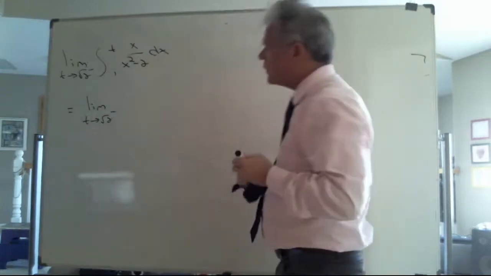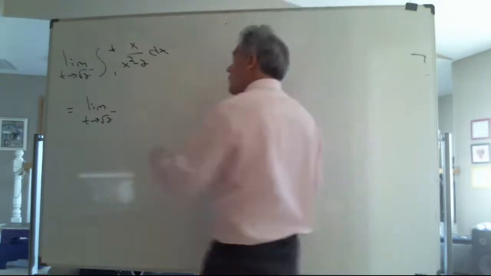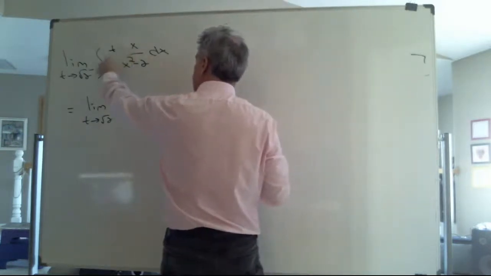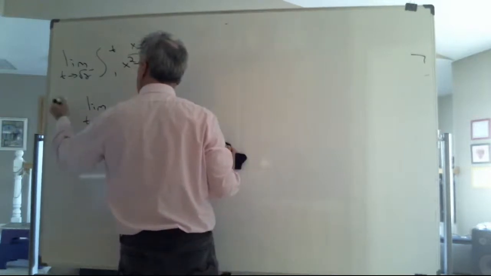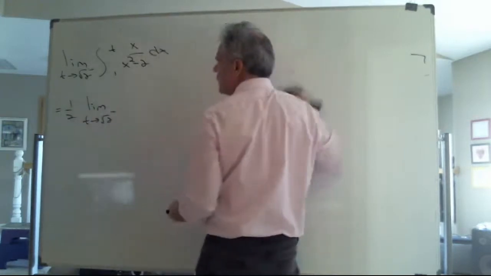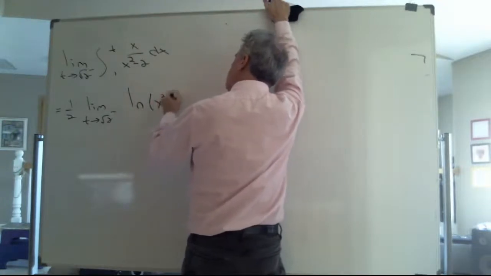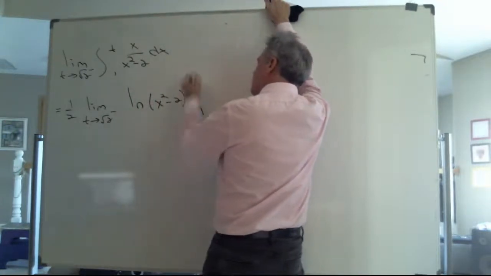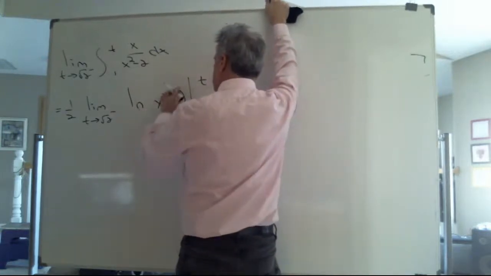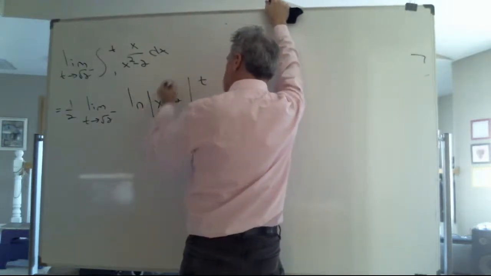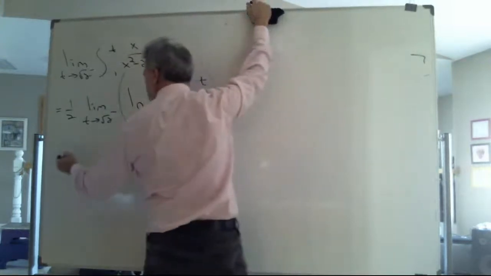I hope we can do some anti-differentiation in our head. I hope we can do some substitutions in our head. Multiplying top by 2, dividing by 2 on the outside, gives me 1/2 on the outside. Looks to me like I have the natural log of x squared minus 2 from 1 to t. It should be absolute values. I'll put them in. So that gives me this.